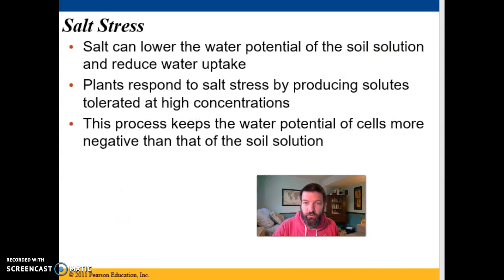Really salty soil can also be stressful because there's not that water potential to draw water into the roots. And so some plants will respond by producing their own solutes, which are less toxic to them than sodium, for instance, and creating them in large amounts inside the plant to maintain that difference in water potential to keep water coming in. Most plants can't survive salt stress for very long, but some are adapted to it, the ones that live near the ocean, for instance.